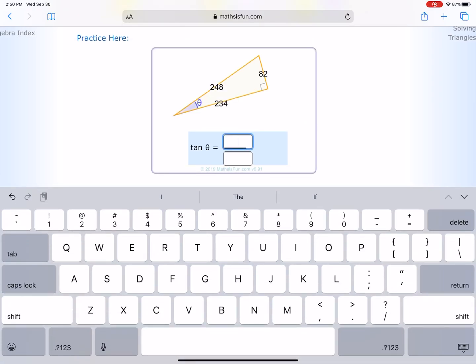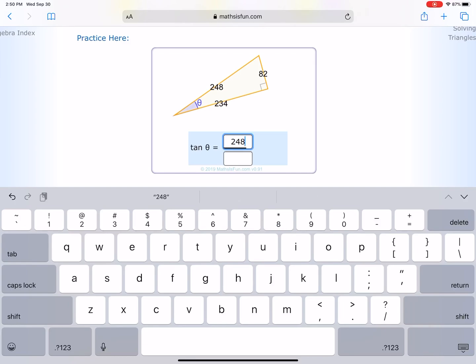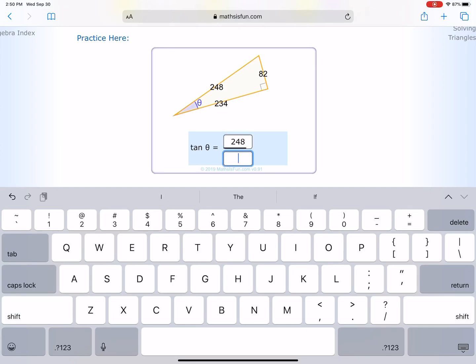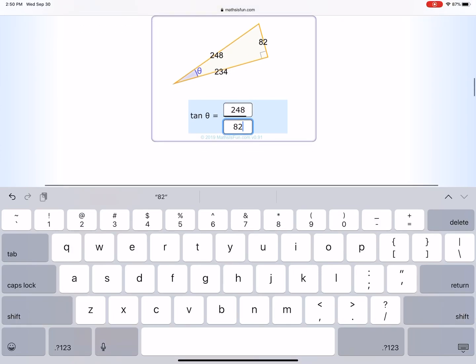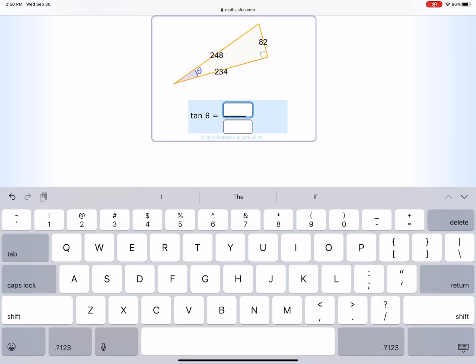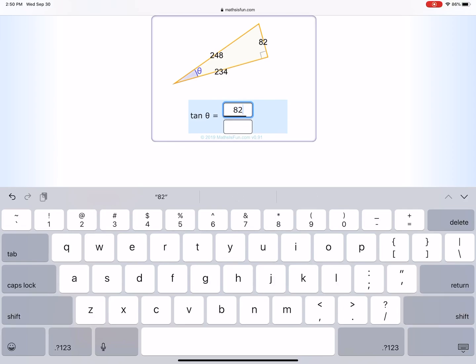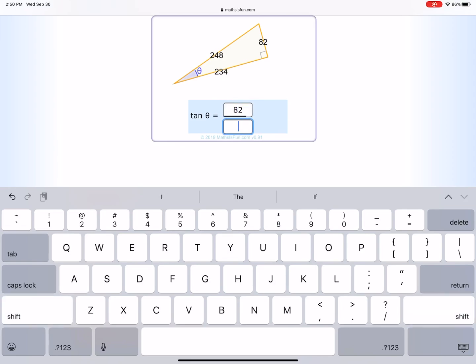So here's tangent. Let's do a wrong one and see what happens. Let's say we type in 248. That's the hypotenuse, and the hypotenuse is not even used in tangent. And we do 82, okay? We type that in, and nothing comes up. Immediately when you type in the right answer, it tells you it's correct. So nothing happens here, so you know that's wrong. Then you've got to try something different. Tangent is opposite, which is 82, over adjacent, which is 234.